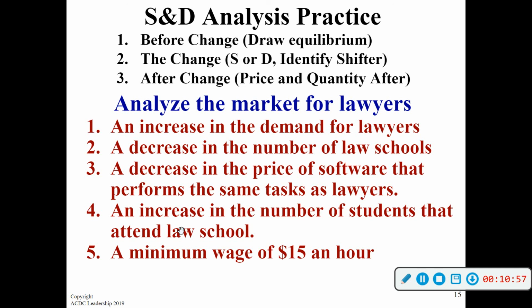Because it's not going to matter. Their equilibrium wage is above $15. Let's say lawyers make $90 an hour or something like that. A minimum wage increase to $15 an hour is going to have no effect on the supply and demand because it's a wage floor below equilibrium. It's kind of like a price floor below equilibrium. It has no effect.